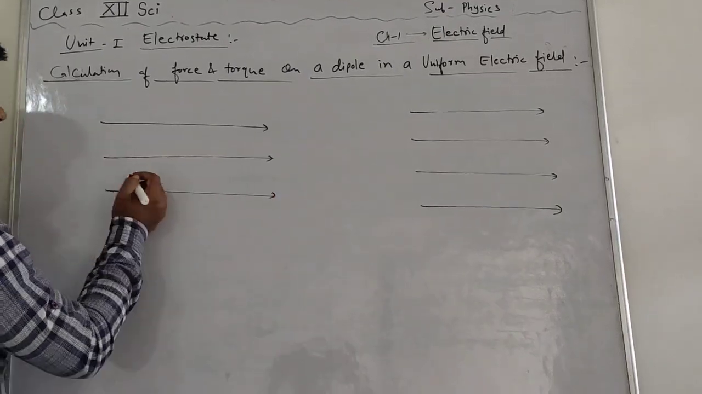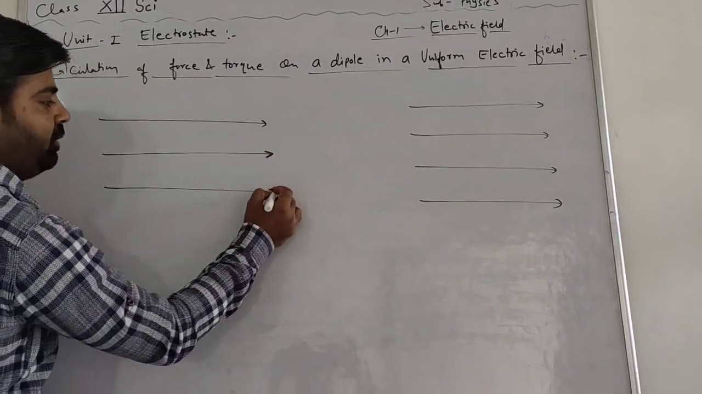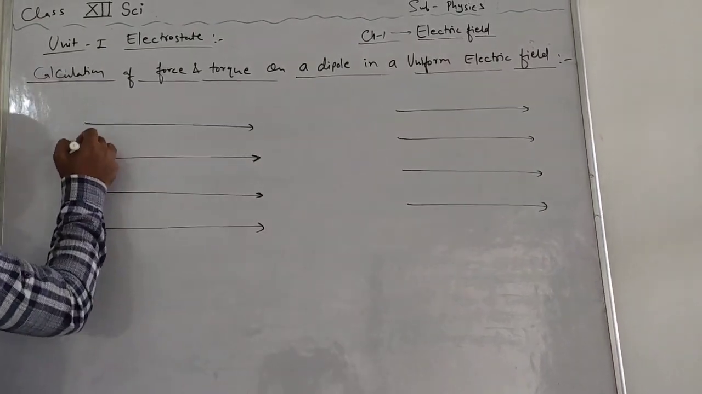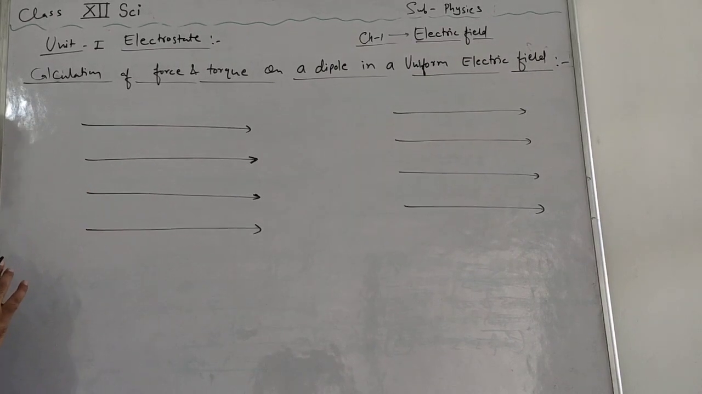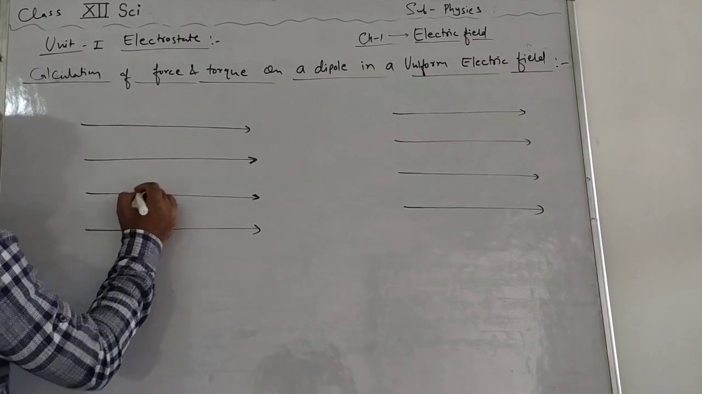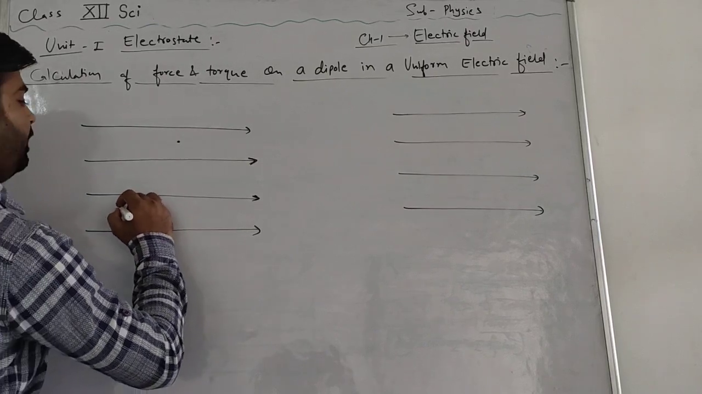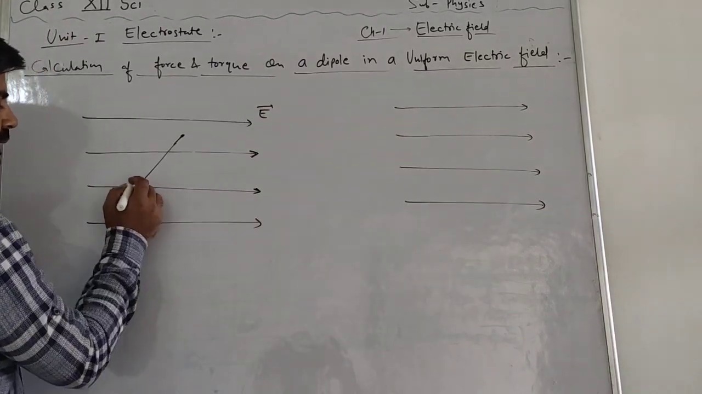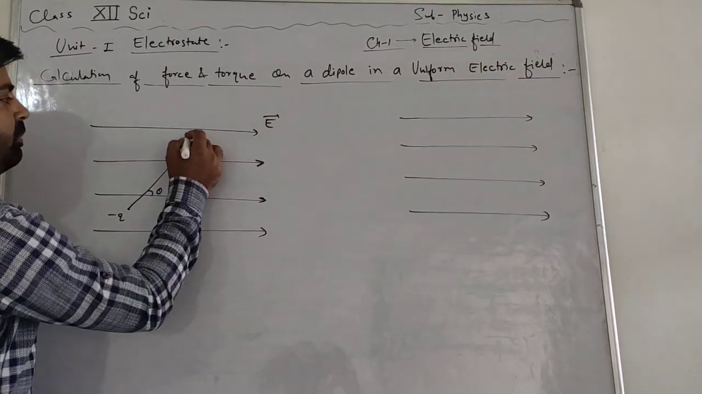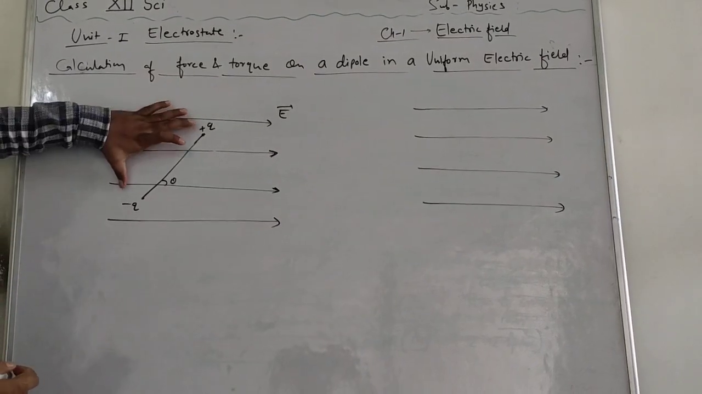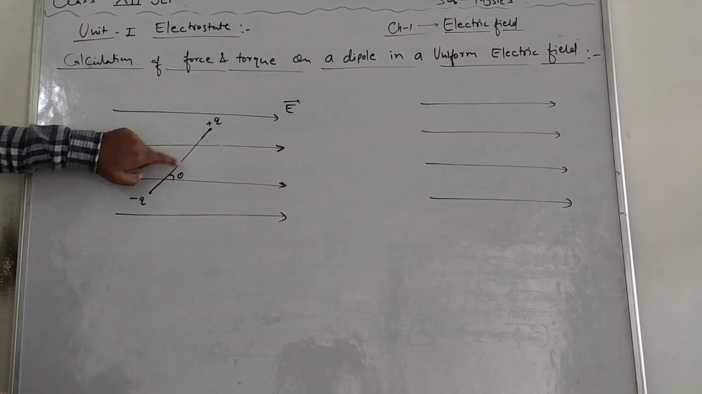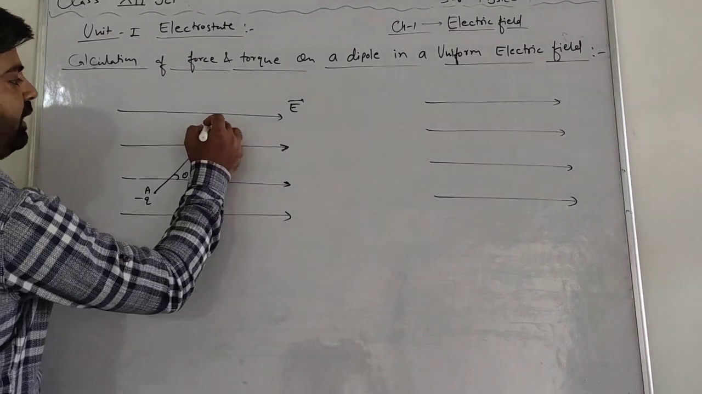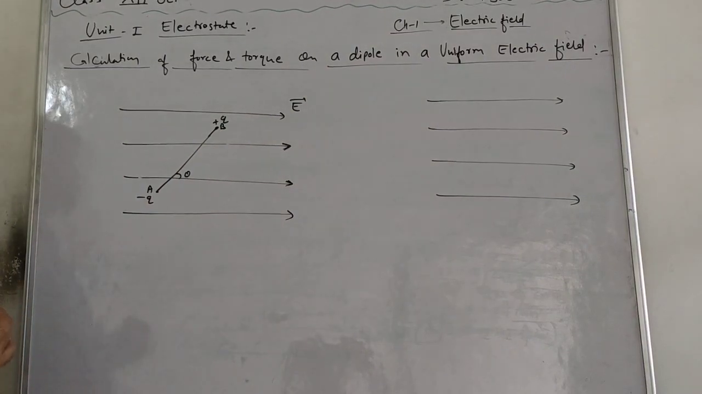To draw a uniform electric field, we draw the electric field lines parallel to each other and the distances between field lines are equal. We consider an electric dipole which is at theta angle to the electric field E vector. This is the minus q and plus q charge. This is an electric dipole at theta angle to the electric field intensity. The minus q and plus q charges are at points A and B respectively.